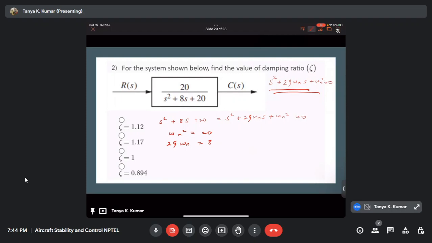What is the value of eta? From this you have omega n is root 20, and here you will have eta is 8 by 2 root 20. So what is eta? What is the value of eta?